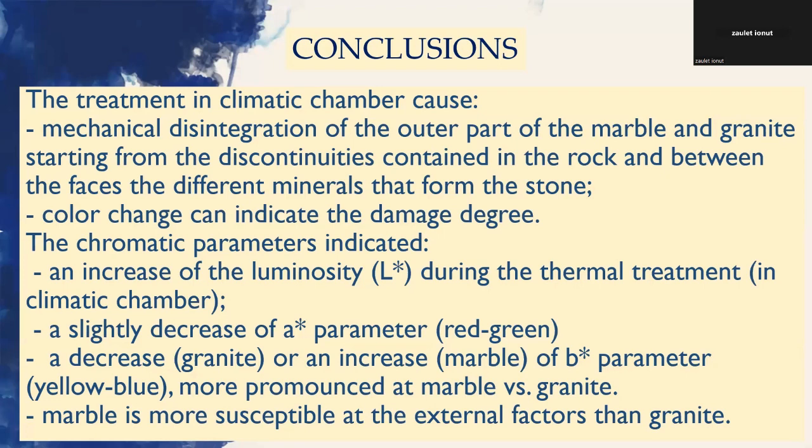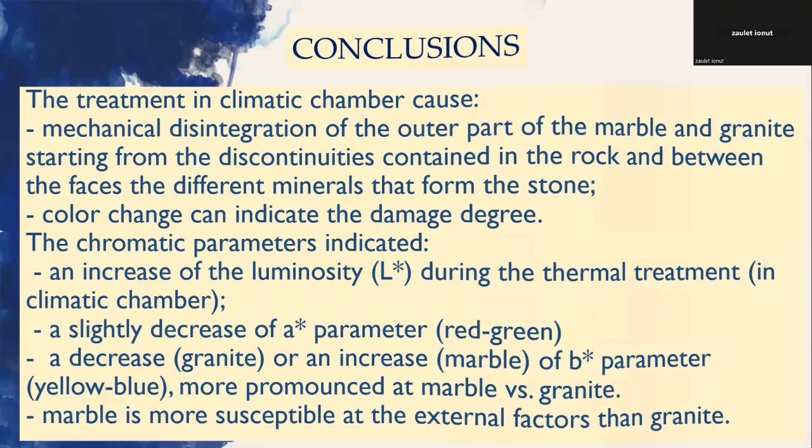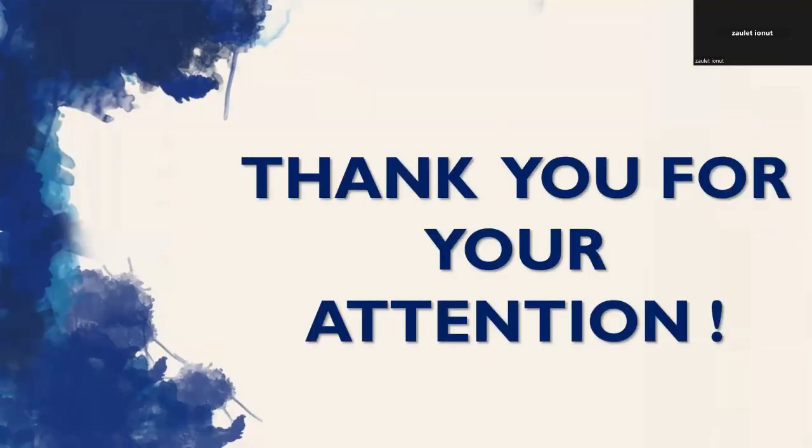The chromatic parameters indicate an increase in luminosity during the thermal treatment in the climatic chamber. A slight decrease of the red-green parameter for granite, and an increase for marble, of the B parameter, yellow-blue, more pronounced for marble versus granite. Marble is more susceptible to external factors than granite. Thank you for your attention.